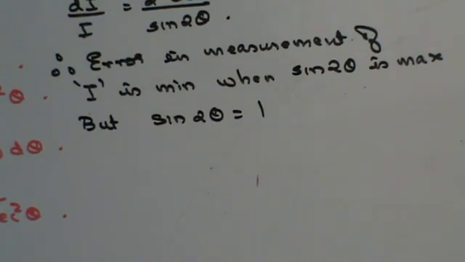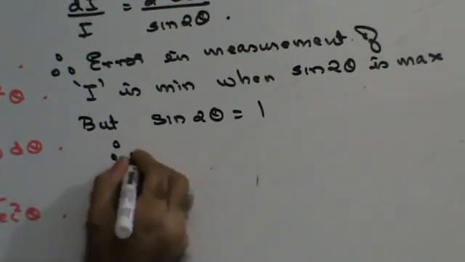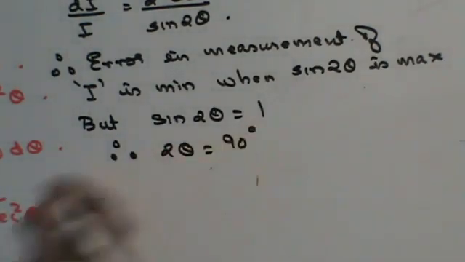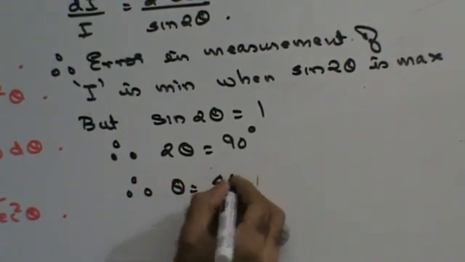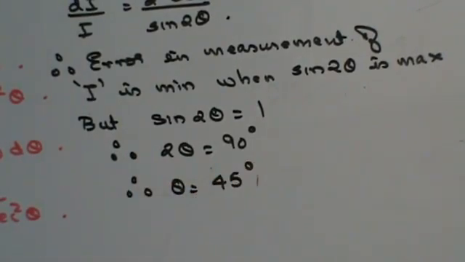Now sin 2 theta is 1, therefore I can say that 2 theta has to be 90 degrees, because we know that sin 90 is 1. If 2 theta is 90 degrees, that means I can say theta is 45 degrees. That means the accuracy of a tangent galvanometer is maximum when the deflection is near 45 degrees, right? Therefore, while using a tangent galvanometer, the observations are taken when the deflection is near 45 degrees, because at that point of time the accuracy of the tangent galvanometer is maximum. Fine, do we get this thing here?